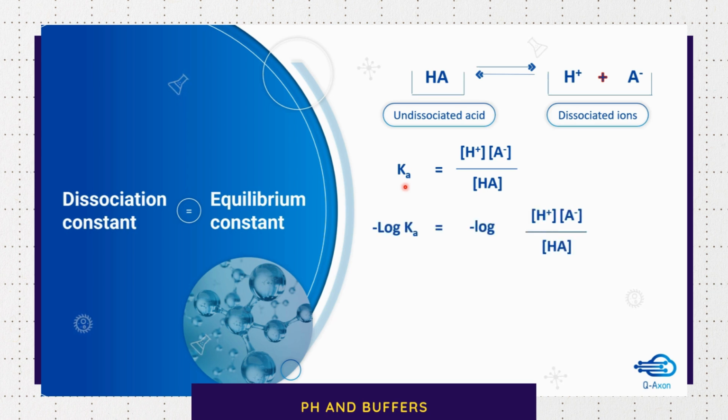Now if we take log on both sides, that is minus log Ka is equal to minus log of the concentration of the dissociated ions divided by the concentration of the undissociated acid. If you see, we have put minus log hydrogen ions as pH. So similarly, this minus log Ka we can write as pKa. So pKa is equal to minus log of the dissociated ions divided by the concentration of the undissociated acid.